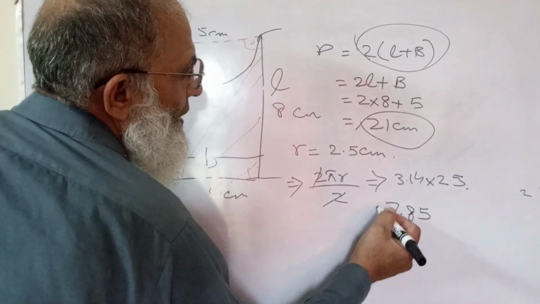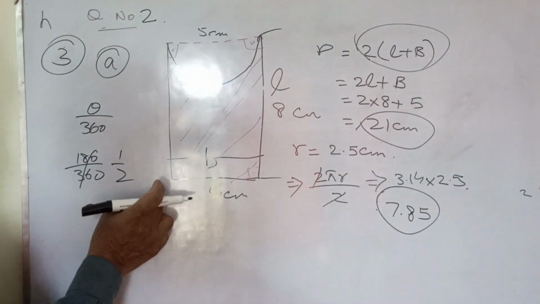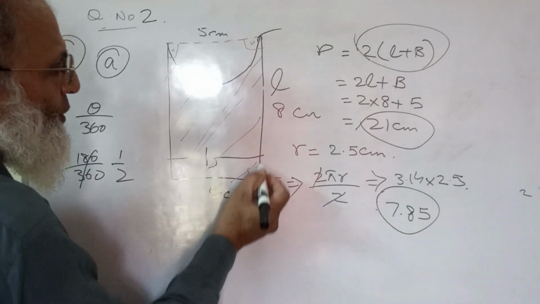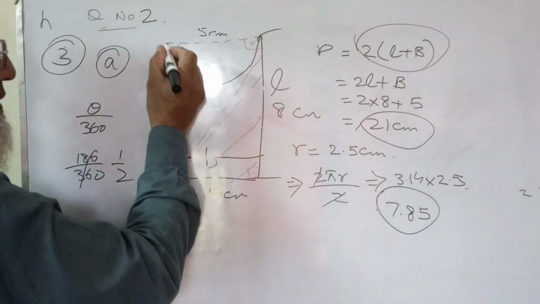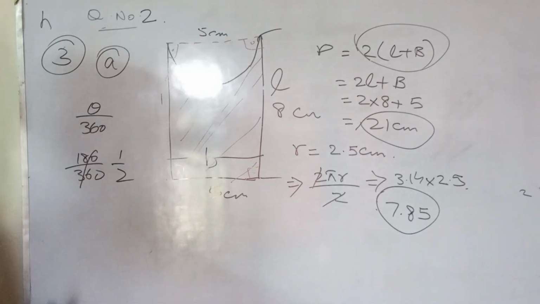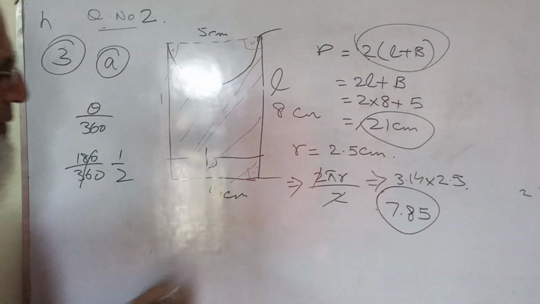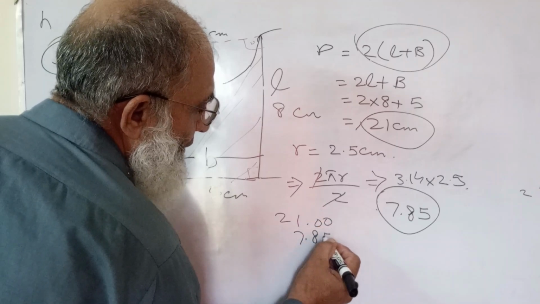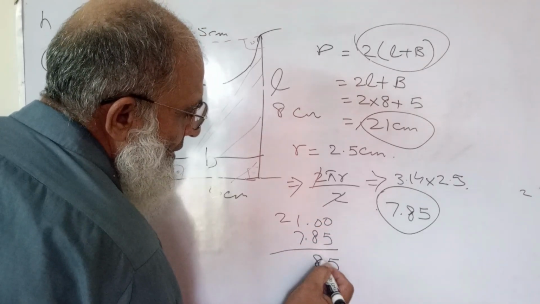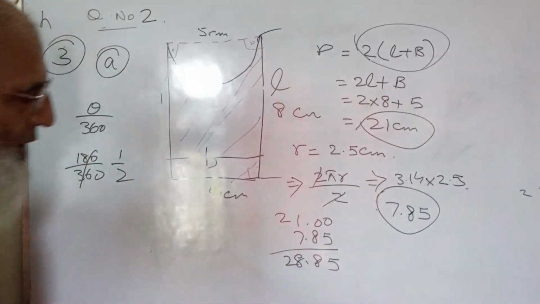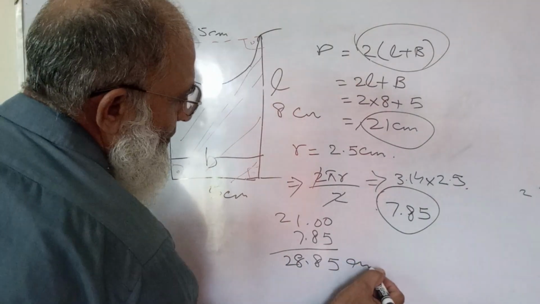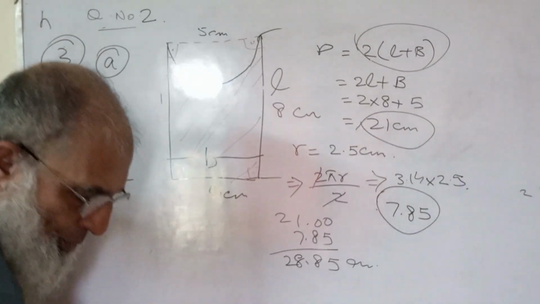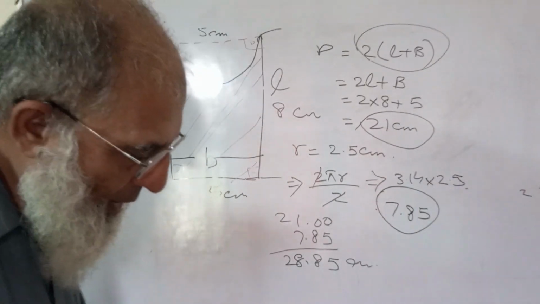7.85. So what we do? We start walking from here to here, then the circular path, and back to this part, and back to our initial part. It will be 21 and 7.85. It will be this centimeter. So this is the question for you. Okay, now next part.